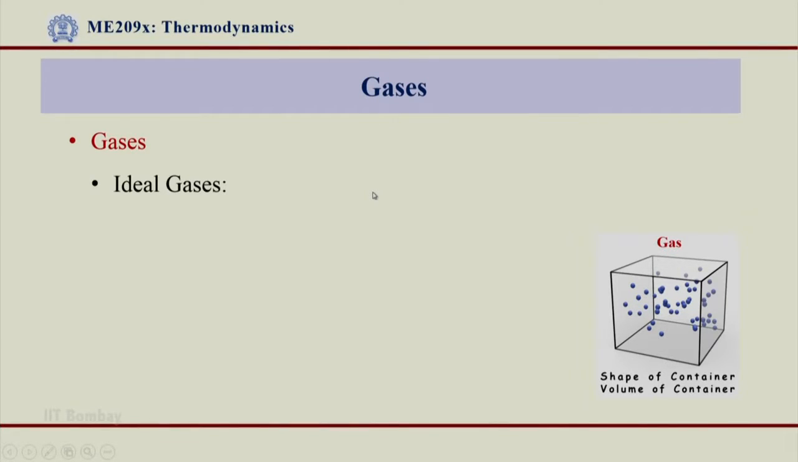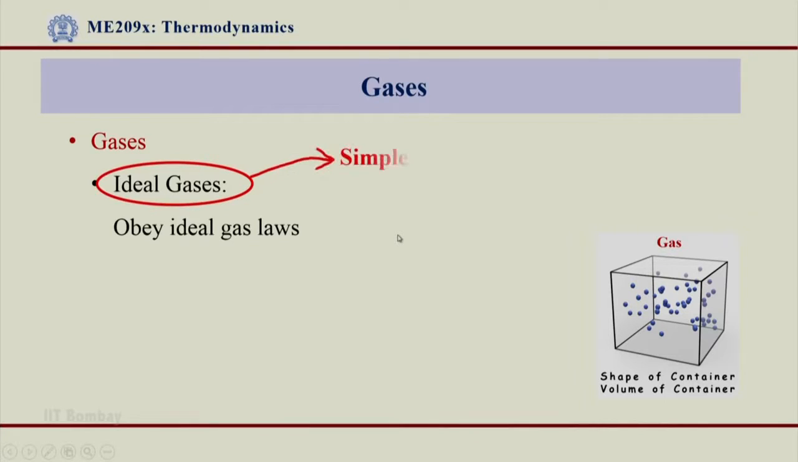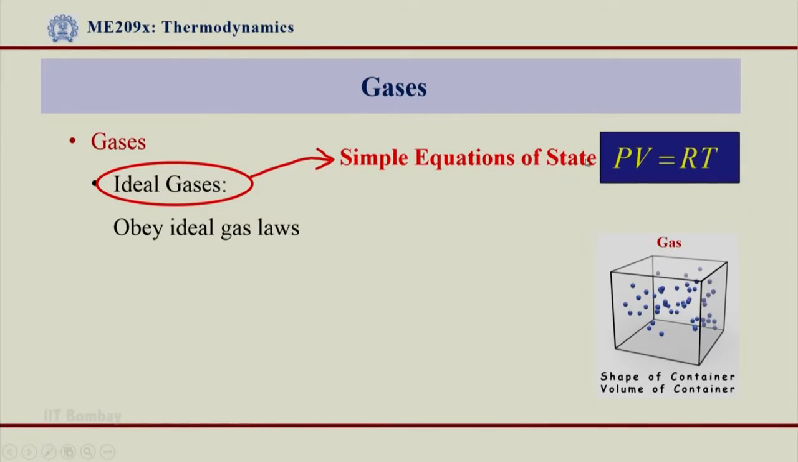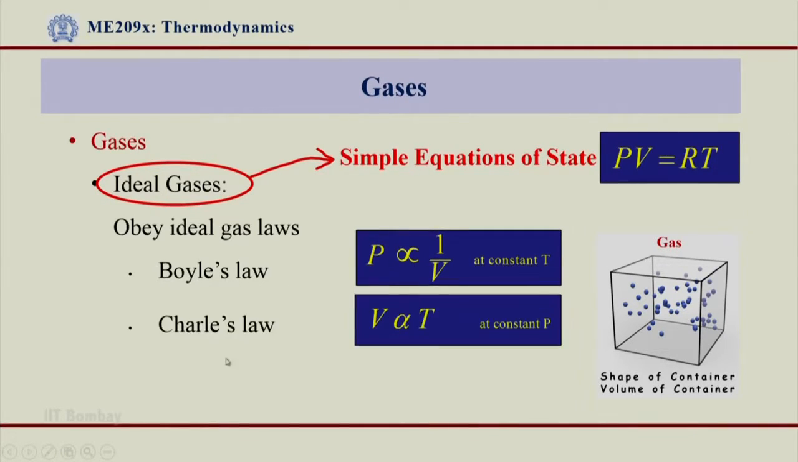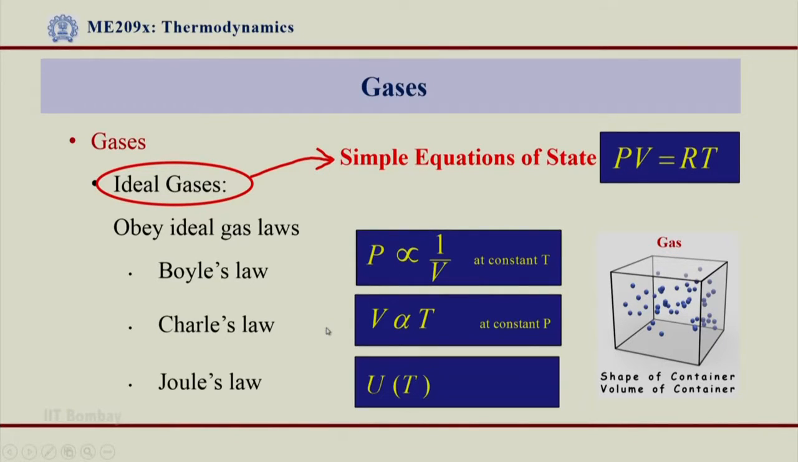Gases, as we all know, include ideal gases, which obey the ideal gas law, a simple equation of state, PV equals RT. When I say that they obey a simple equation of state, they also obey the basic laws of gases: Boyle's law, which says PV is constant when temperature is constant. Then we have Charles' law, and also Joule's law, which says thermal energy is a function of temperature only. These are very simple gas laws.